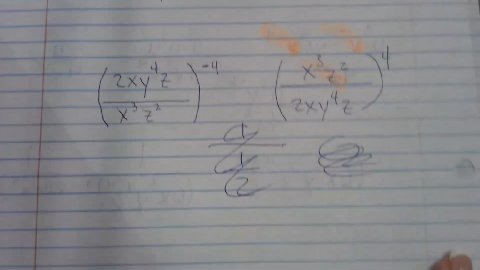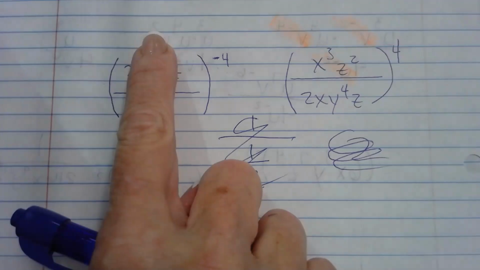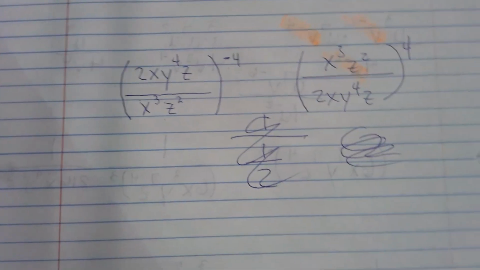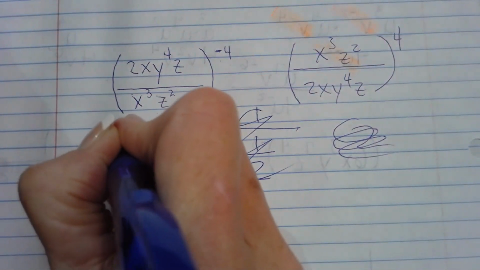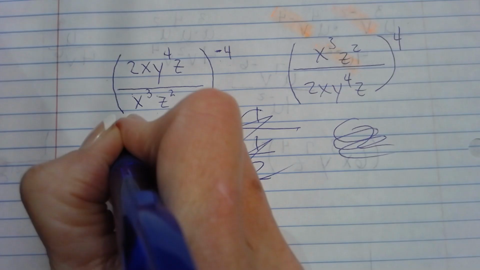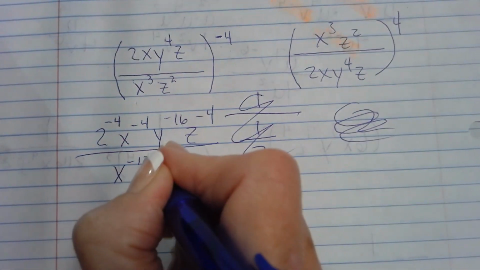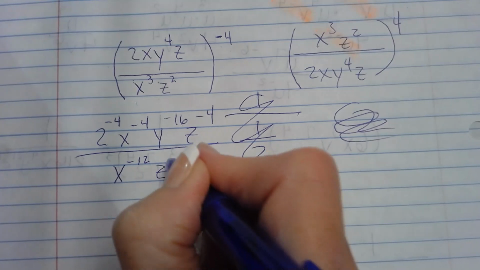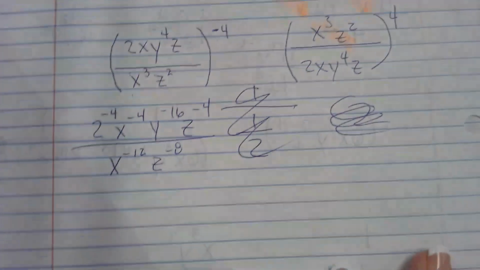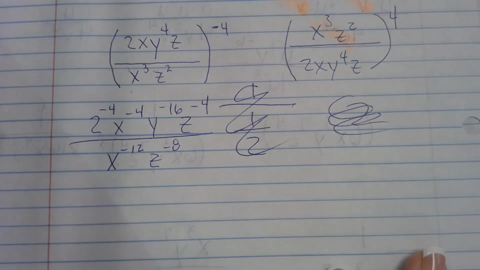Those of y'all that distributed first, I want to show you what happens, because you can do that. This would be 2 raised to the negative 4th power, x raised to the negative 16th power, z raised to the negative 4th power. On the bottom, it would have been x raised to the negative 12th power, z raised to the negative 8th power. And then guess what you would do?